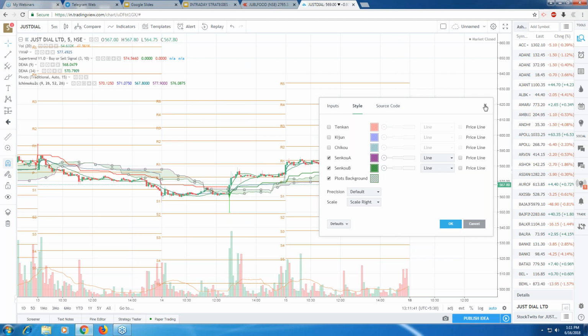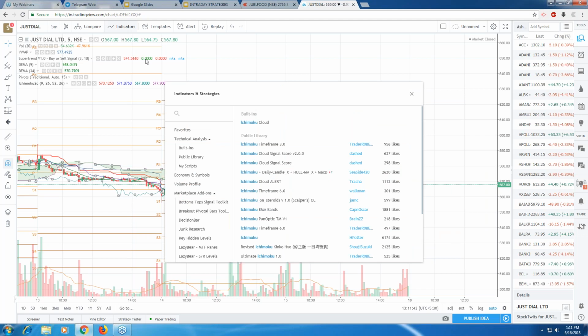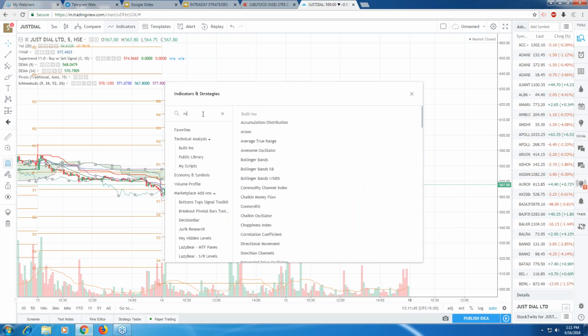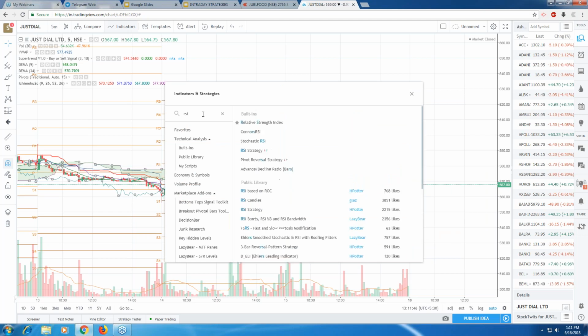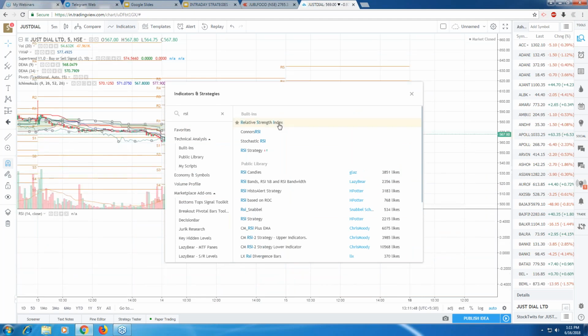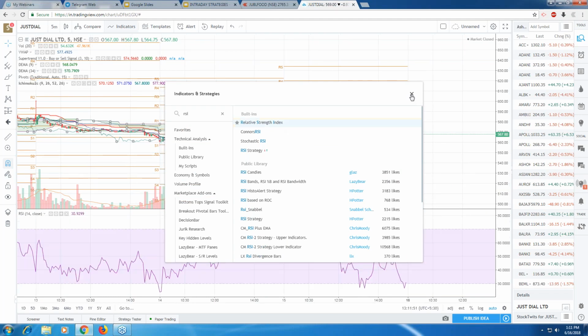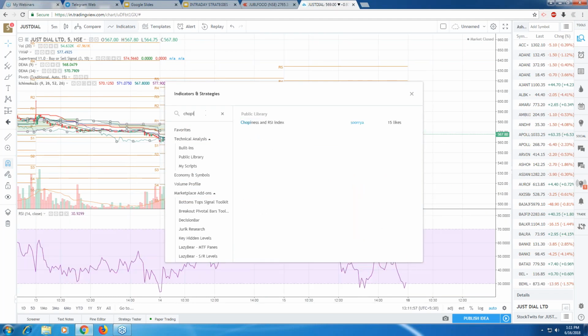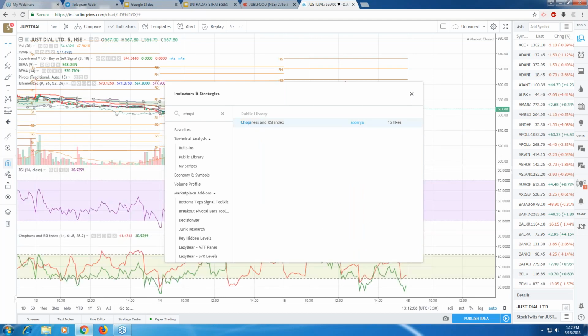All right, so I'm going to cancel here. Again, RSI, simple relative strength, and we're going to change in a minute. First, let's add up all the indicators. Then choppiness, not that, not this one. I don't want this, so I'm going to delete it from here.